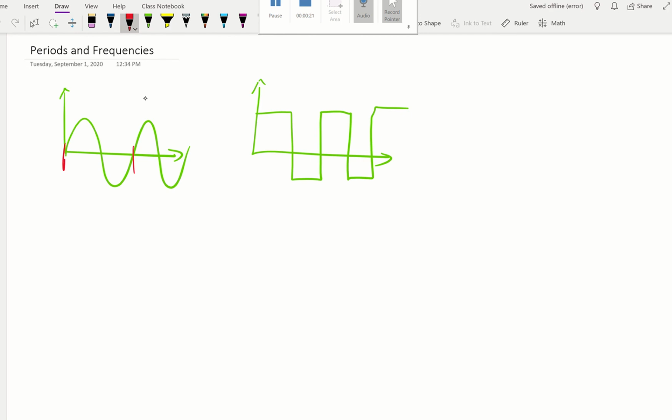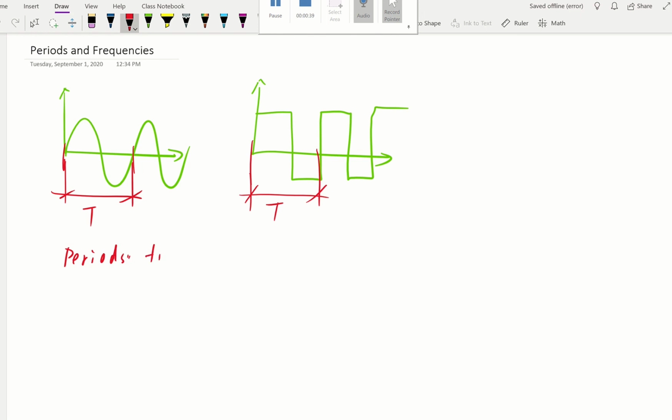This is going to be one cycle, right? How long it takes for this event to repeat itself, that's going to be our period. That's going to be our T. For the square wave, it's going to be from here to here. That's our T.